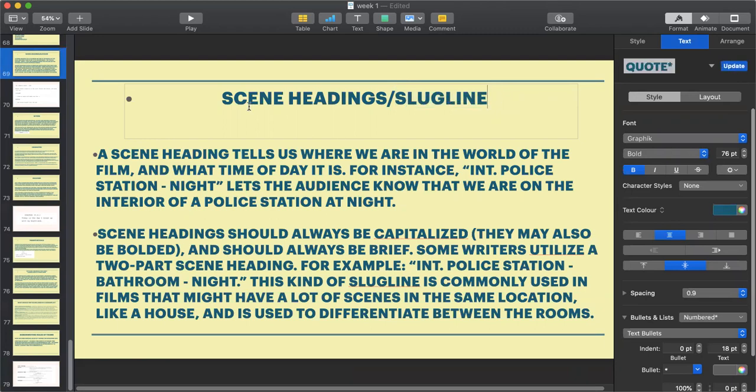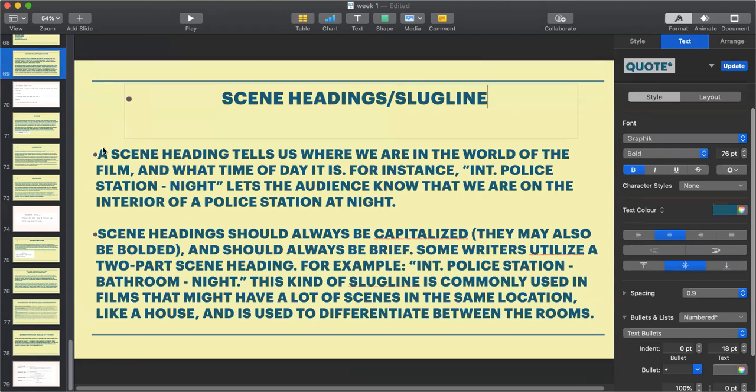Slug line means the same as scene heading. If in the exam I write, please mention the slug line. Don't get confused, thinking, sir, you have not discussed slug line, we have only learned scene heading. Both of them are the same. Slug line is the same as scene heading. All right.